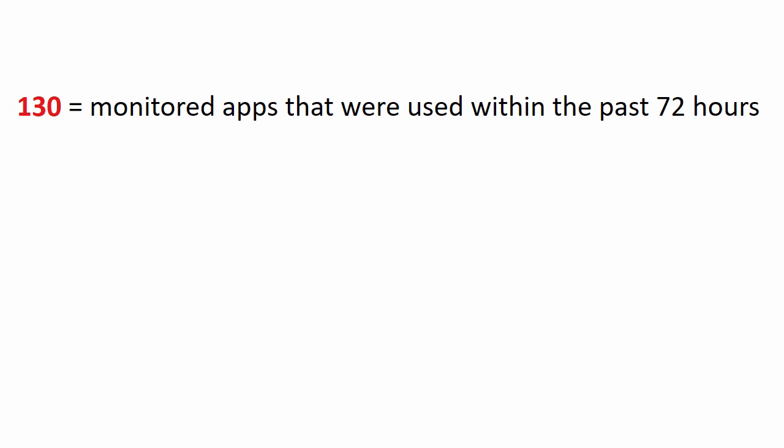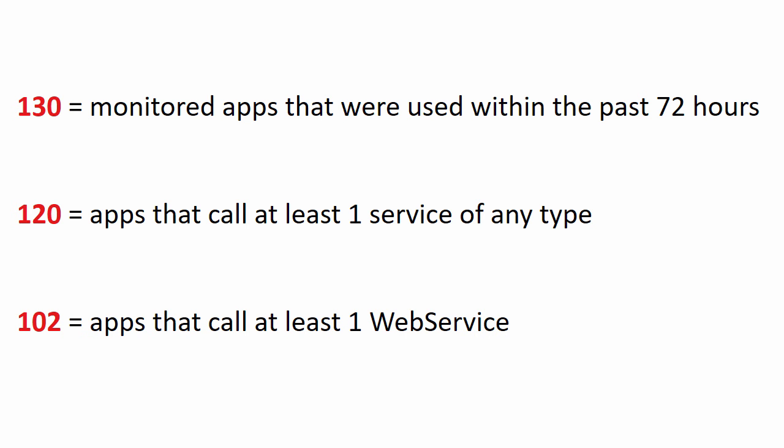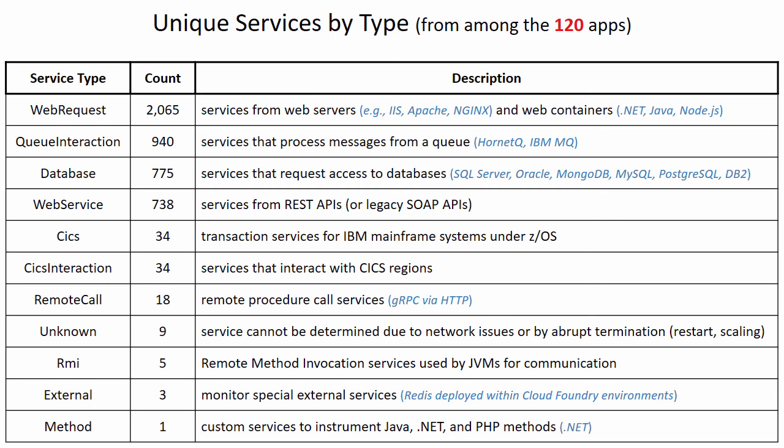For my analysis, I looked at apps in an ecosystem that are monitored by Dynatrace and have been used within the past 3 days. Packaged commercial apps look monolithic in Dynatrace, so I only examined the 120 custom apps that call services. As a side note, not all small apps use web services. The 120 apps use about 4,600 unique services, and 98% of them are from the first 4 types listed here: web requests, queue interactions, databases, and web services.